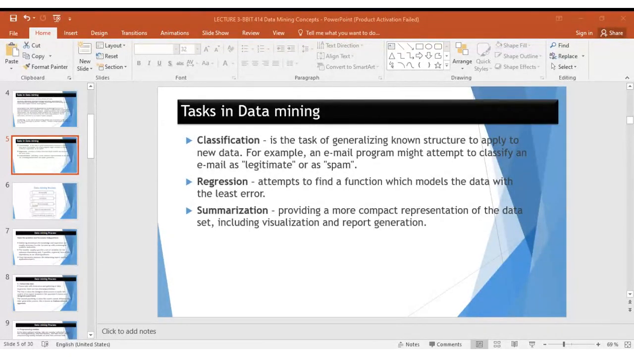Okay, thank you. Let me sample other questions. Kindly repeat the classification of data mining. What I said is there are various classifications that I've provided here.